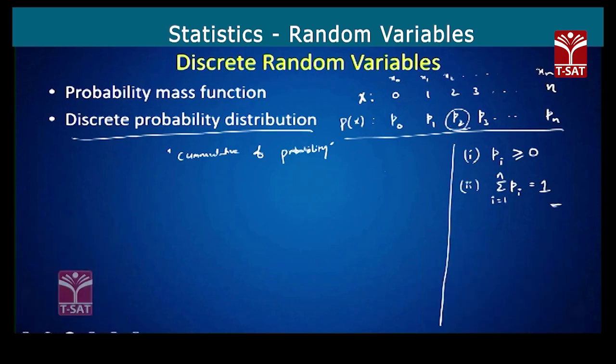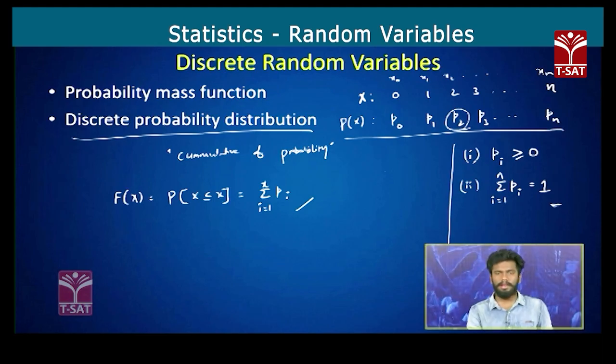Okay, and it is denoted by capital F of x, which will be equal to probability of X less than or equal to x, and it is equal to summation P of i, where i takes values from 1 to small x, capital X. Okay, we have to be very clear. So this is nothing but addition of probabilities till small x. So what we are doing here, cumulative, we are adding the probabilities till x. That is nothing but the cumulative of the probability.